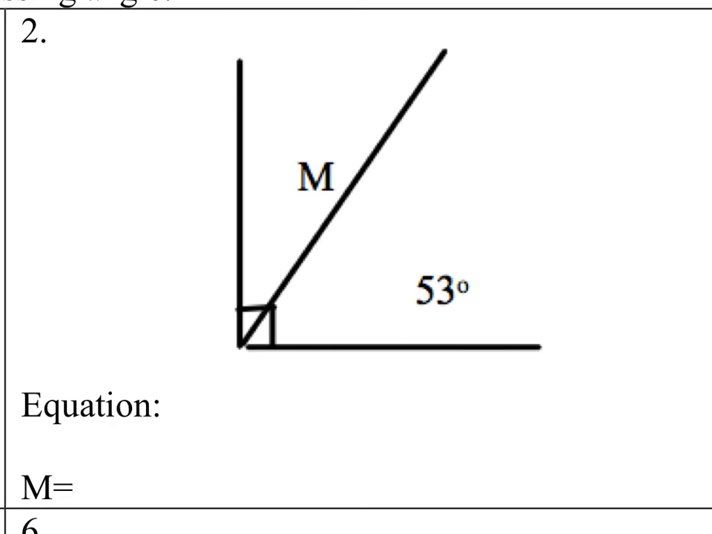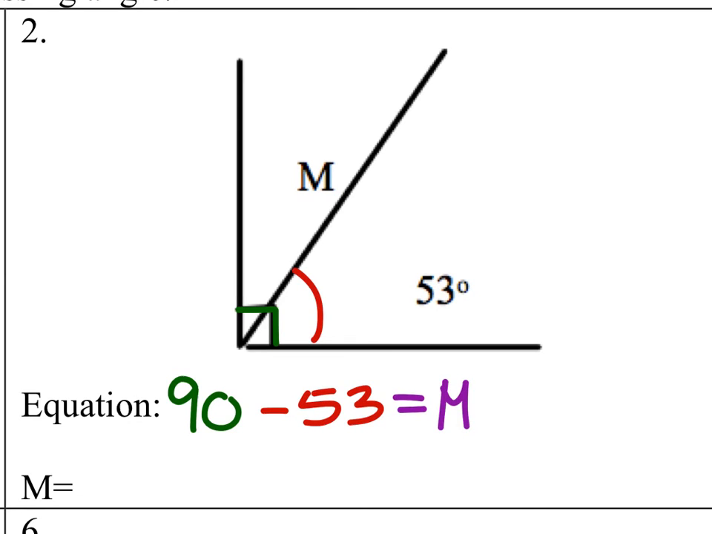Number 2, this one is complementary. So this angle right here is 90 degrees. And again, this angle is 53 of the 90, so we have to take that out. And that would give us the value of M, which would be, very good, 37 degrees.